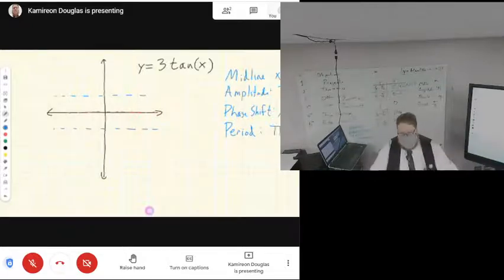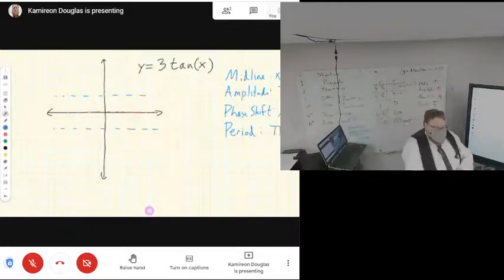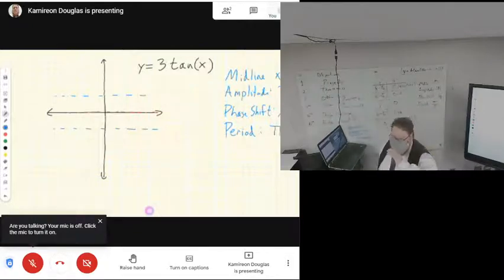Now, as I discussed, when I graph tangent, I like to work from the center to the outsides. And here's how you do it.